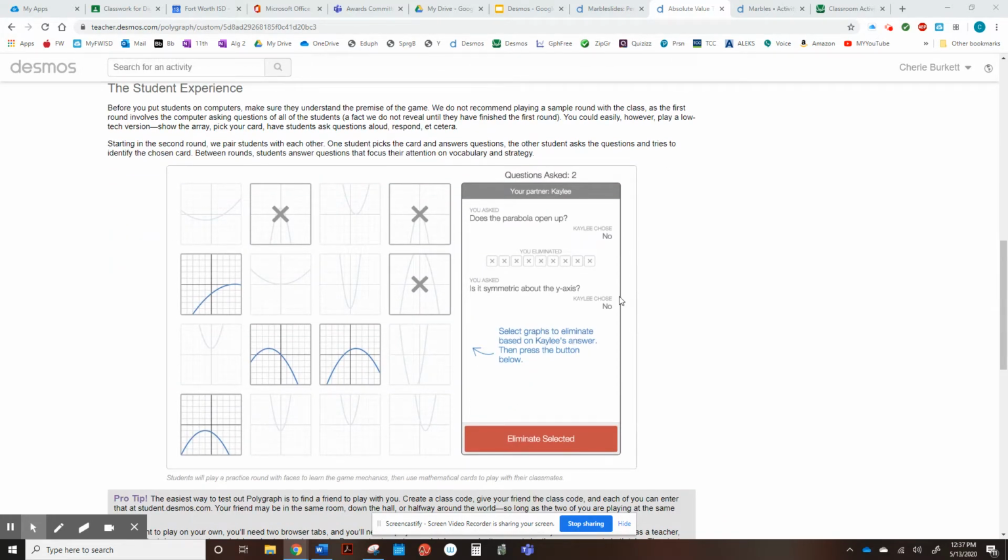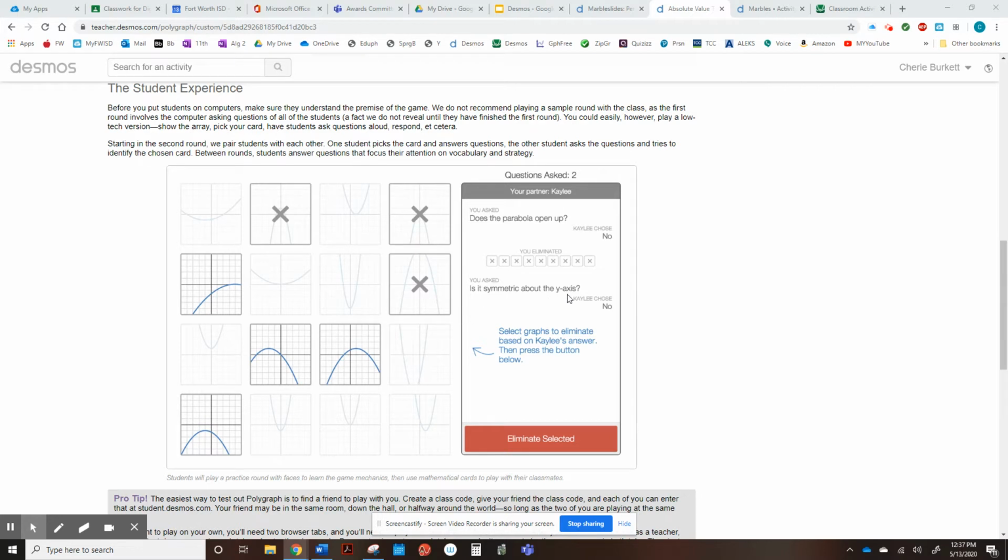So here's what the screen would look like. One person has picked a graph. Okay, so let's say this is the graph that I picked right here. The other person has got to ask me yes or no questions, so I can answer them, and that allows them the ability to rule out some of the graphs. So if this was the graph that I picked and my partner asked me, does the parabola open up? And when I say no, well, they go and cancel out all of the graphs that open up.